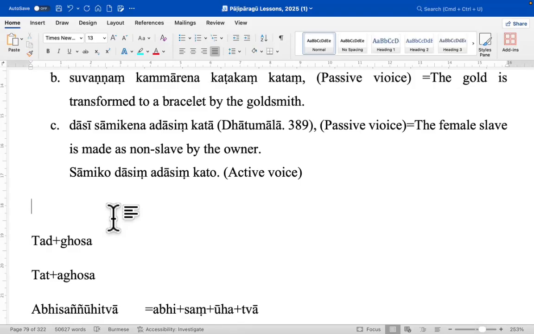Yes, okay. There is another point. It is related to defining the akāsi word. It is also in the Pāḷipāragū lessons.